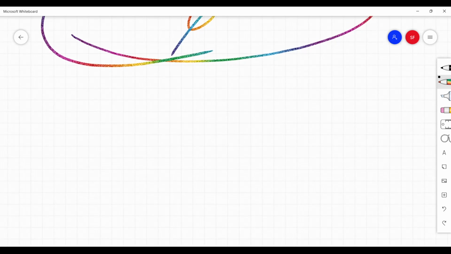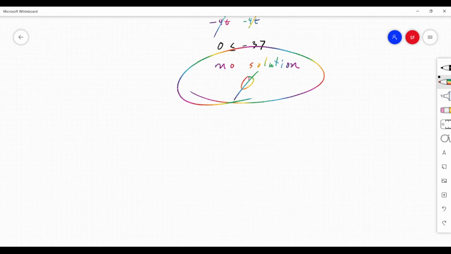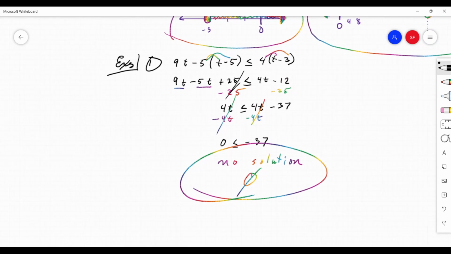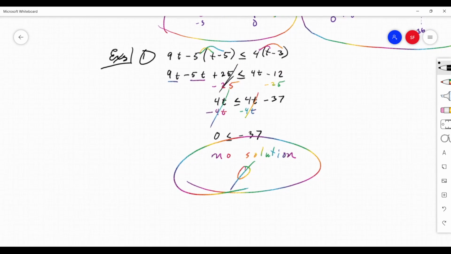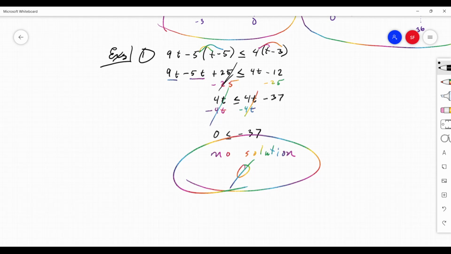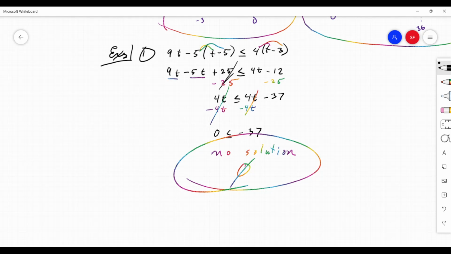Okay, next example. Why is it no solution and not infinite solution? Because it's false. If we got something true, then it would be infinite solutions, or it would be all real numbers.